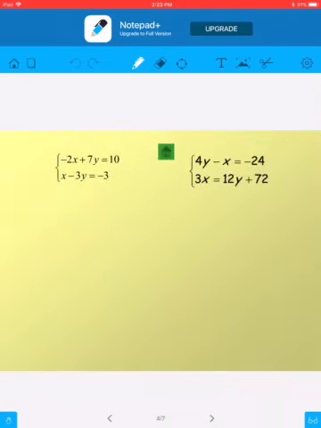All right, a couple more examples. I have negative 2x plus 7y equals 10, and x minus 3y equals negative 3. So the variable that's going to be the easiest to solve for is going to be x in the second equation. Always take a step back and look and see what's going to be the easiest method. So I'm going to just add 3y to each side. So in my second equation, I get that x equals 3y minus 3.